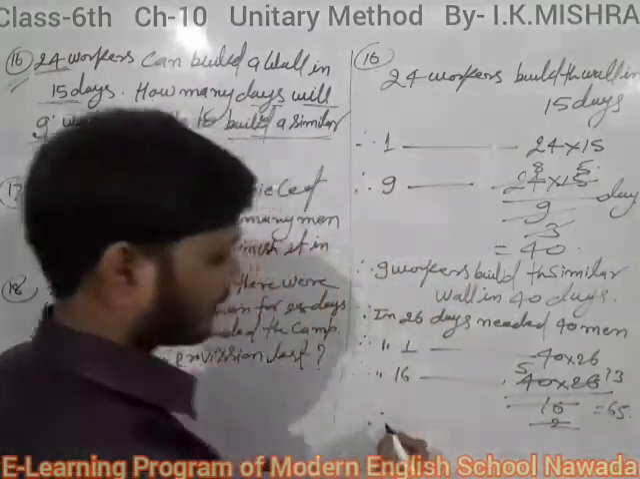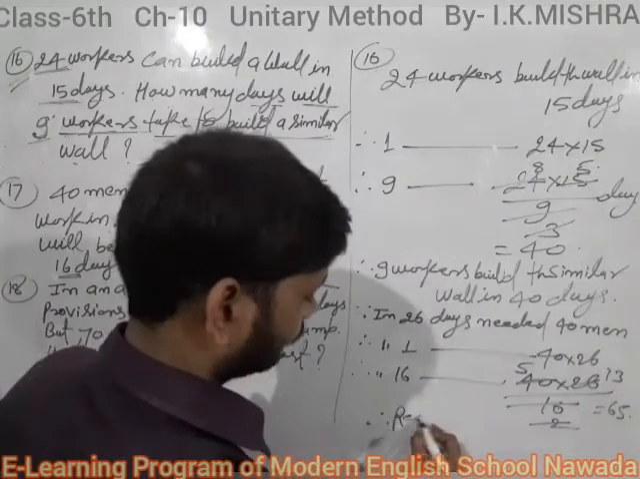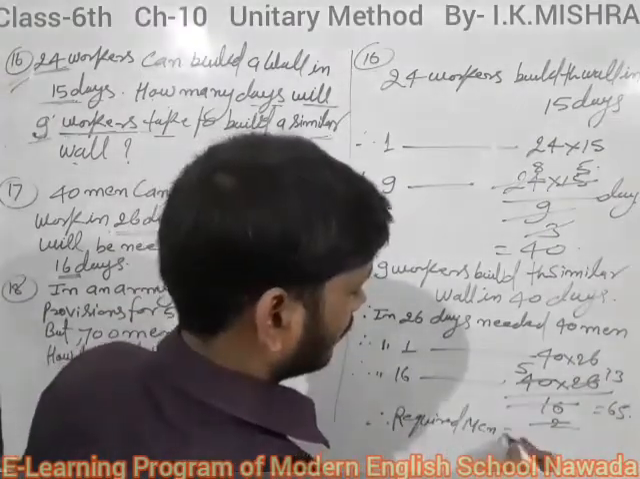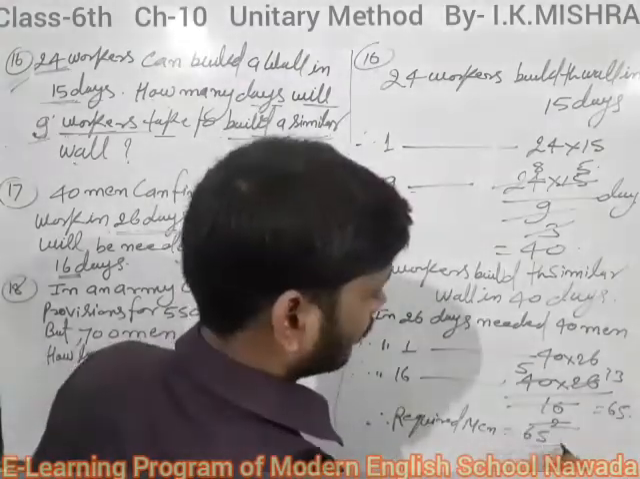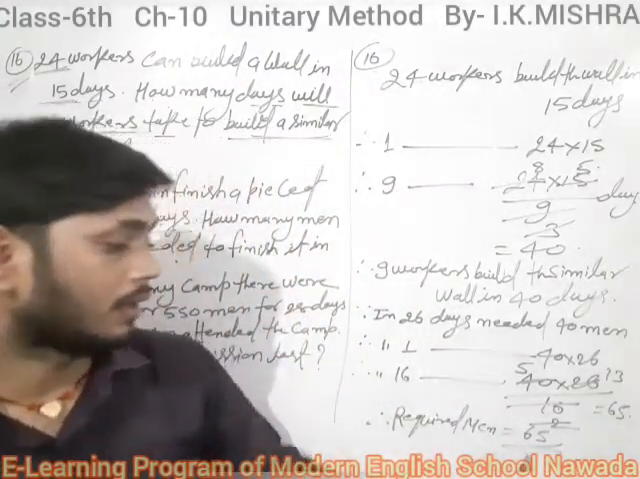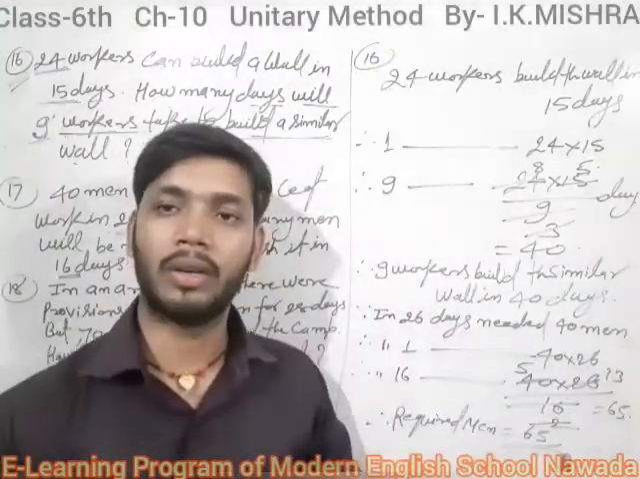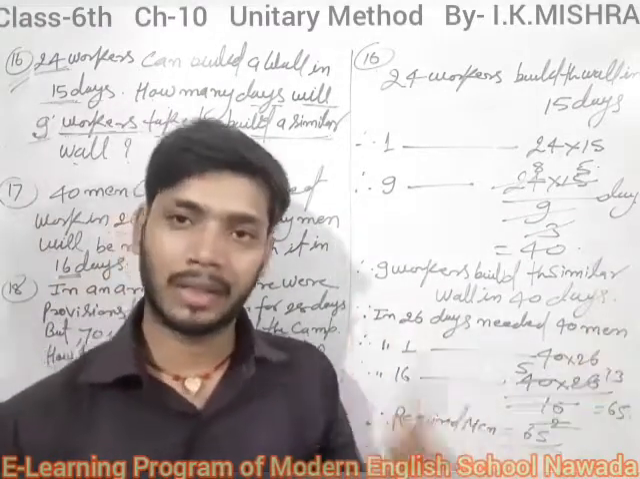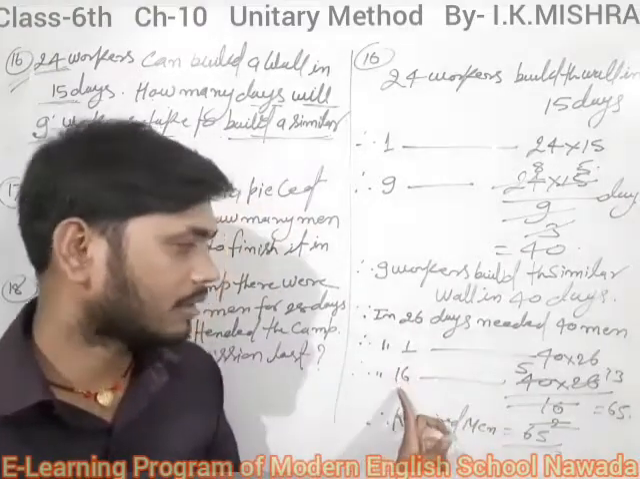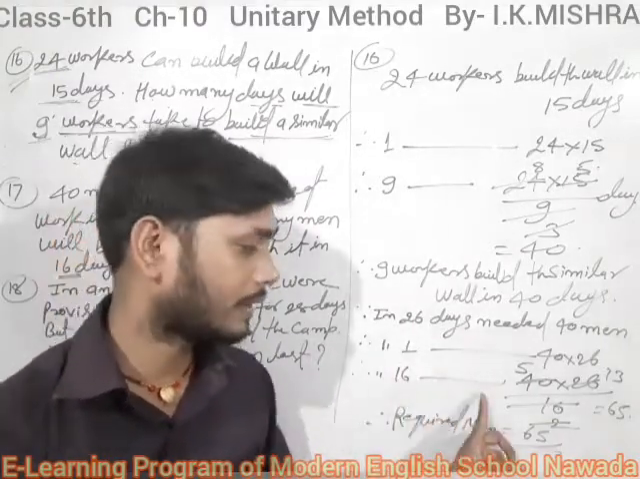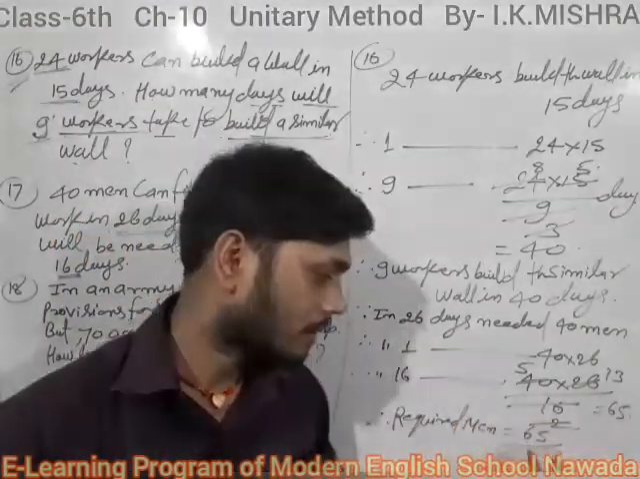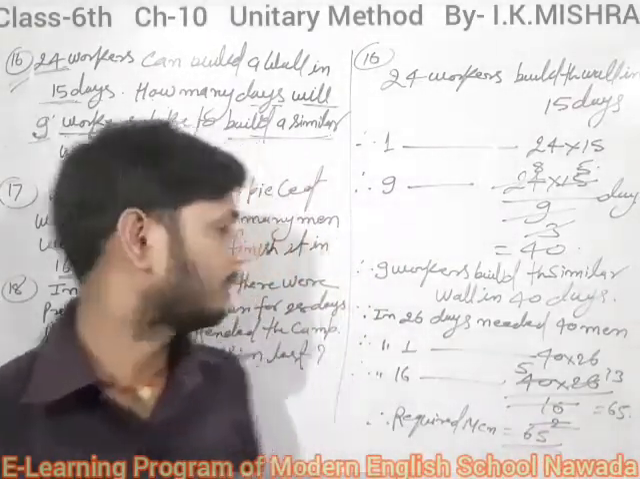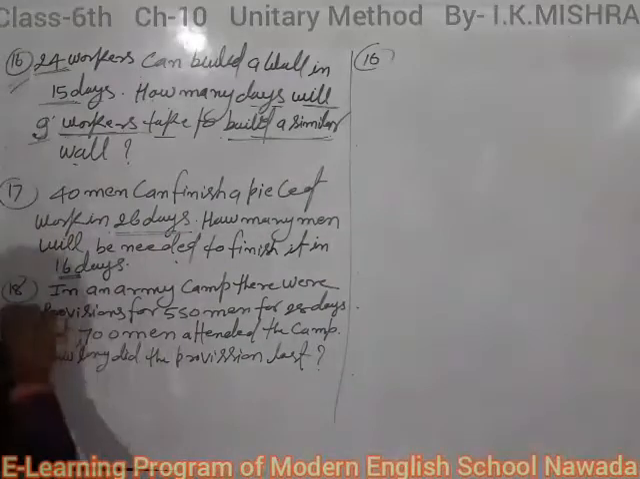So students, the required men is equal to 65. When 65 workers work on that work, then the work will last 16 days. So for completing the work in 16 days, 65 men are needed. Clear? Now proceed. Question number 18.